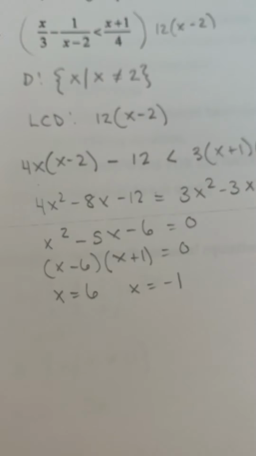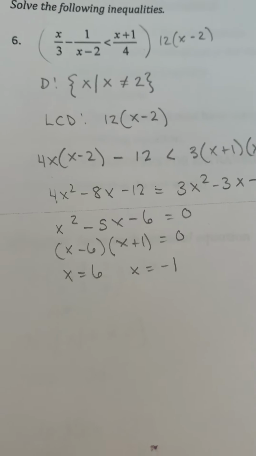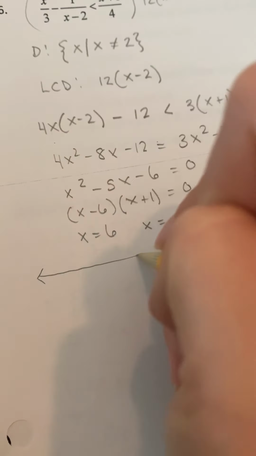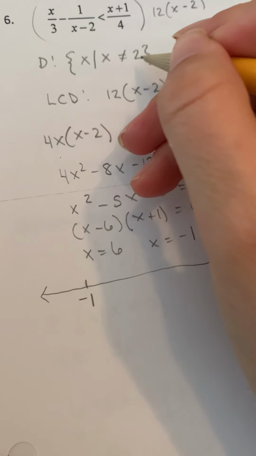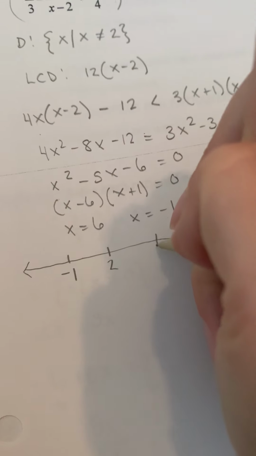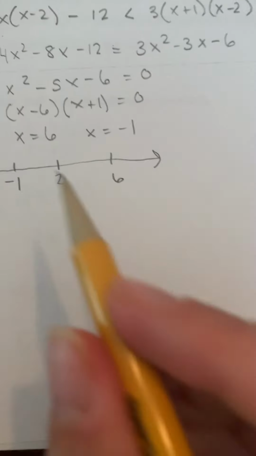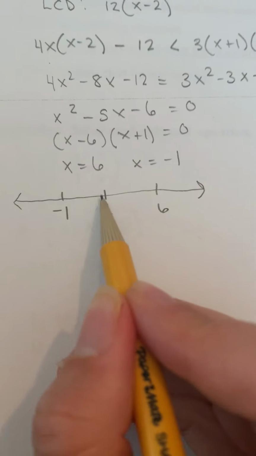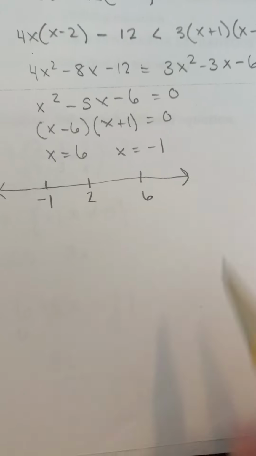Now remember, these are not my answers. These are going to help me figure out the intervals for my answer. So we're going to take a number line and we're going to put our answers and excluded value on that number line. So we have a negative 1, we have a 2, and we have a 6. What you're going to now do is make test points in each interval. So we have values less than negative 1, values between negative 1 and 2, values between 2 and 6, and values greater than 6.